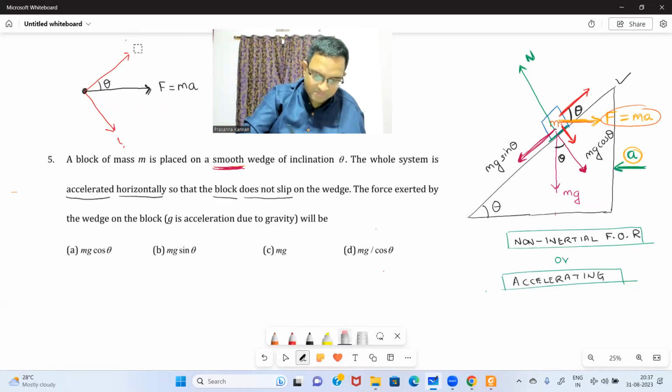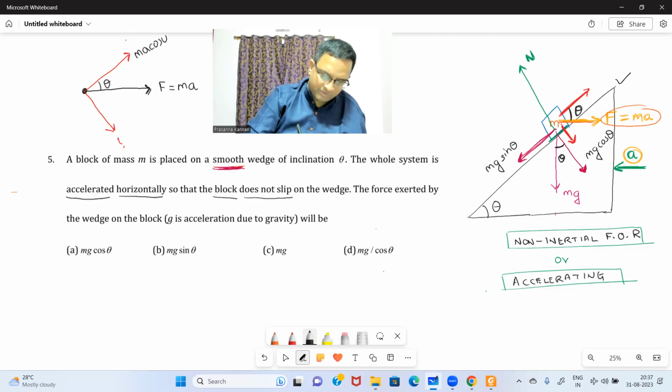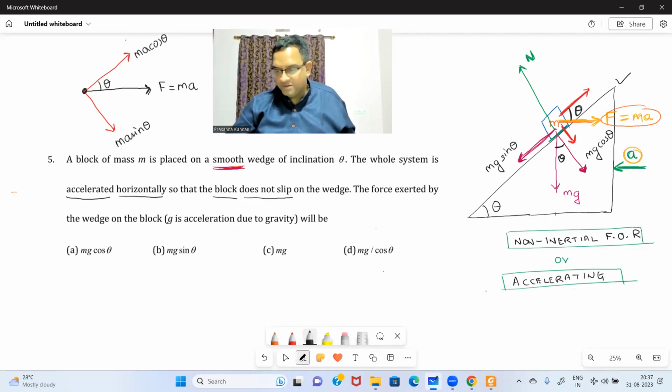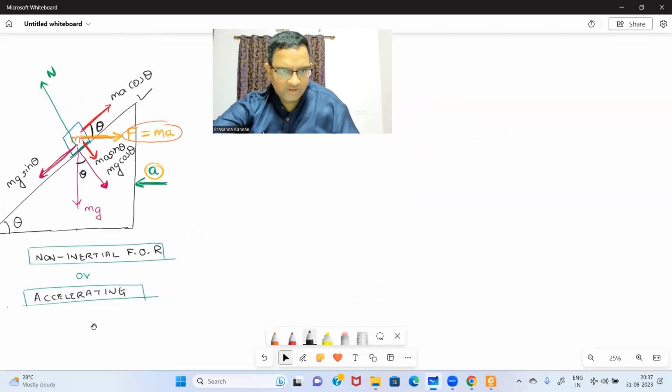So what is this, ma? Very simple. Sir, is it ma cos theta? Yeah, of course, ma cos theta. What else? Very good, Prathvik. What is this component? ma sin theta. That's all. There is no struggle at all. Okay. So this is ma cos theta. And what is this? ma sin theta. Now everything is clear for us. Everything is ready with us. Okay.